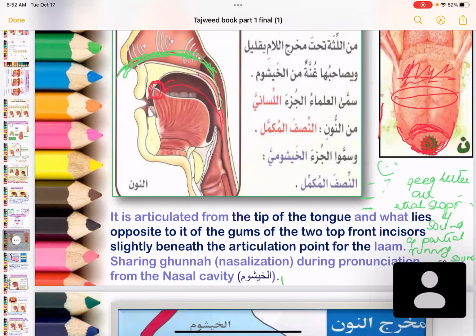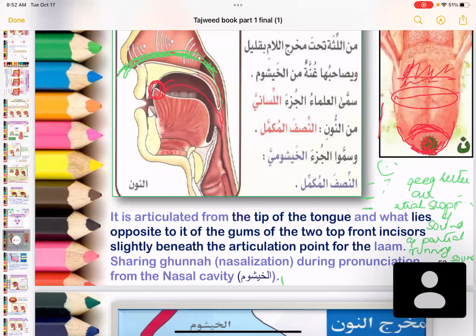And where is the sound running? The sound is running through the nose. So there is partial running of sound and partial stopping of sound. Okay? And what happens when this happens? This makes the letter moderately strong. It's not very strong. It has partial strength and partial weakness. Okay, so it is a moderate letter. Moderate meaning tawassut letter. It's a letter of tawassut, of moderate strength.